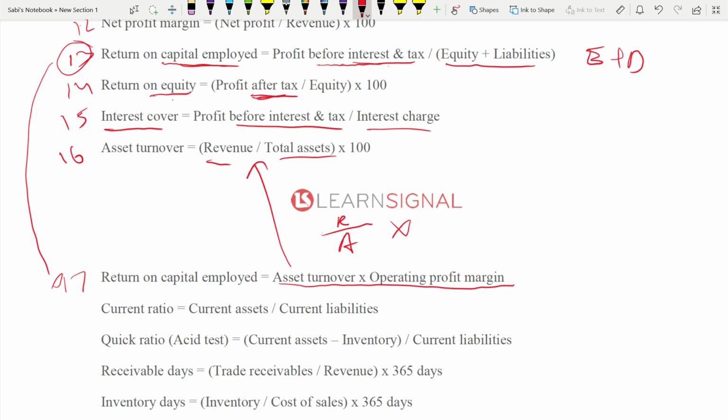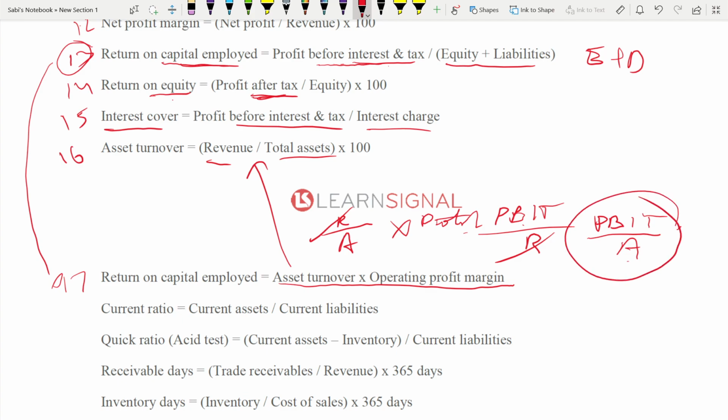Operating profit margin. What is the formula for operating profit margin? Operating profit means profit before interest and tax, PBIT, divided by revenue. So this revenue and this revenue get cancelled off. What are you left with? PBIT divided by assets. Profit before interest and tax divided by assets. So now link this here. Profit before interest and tax divided by assets. So assets are what? Equity plus liabilities only. Equity plus liabilities is your assets. So you see these two are linked.